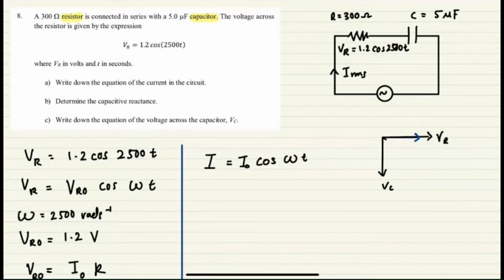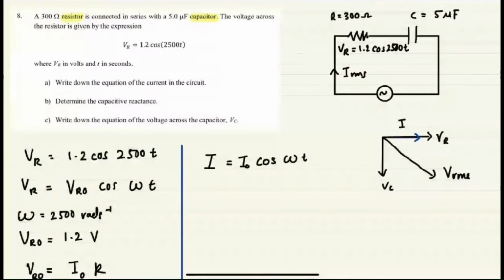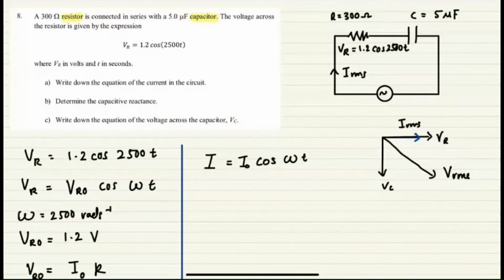Okay, VRMS is somewhere over there. From this phasor diagram, you know that VR and IRMS move together in phase. So if your IRMS is in cos, that means your VR is also in cos. Both are in cos. If both are in sin, both are in sin.